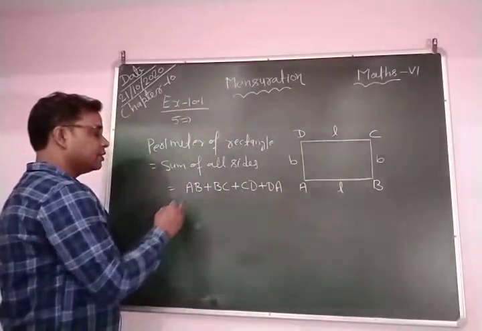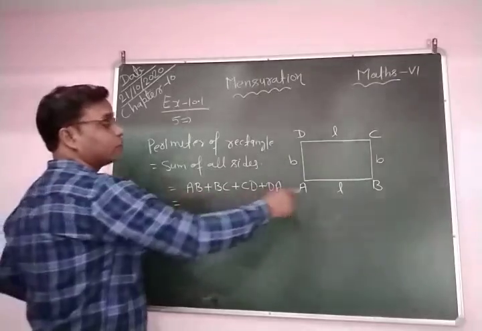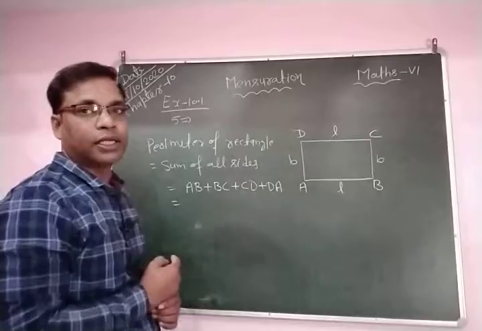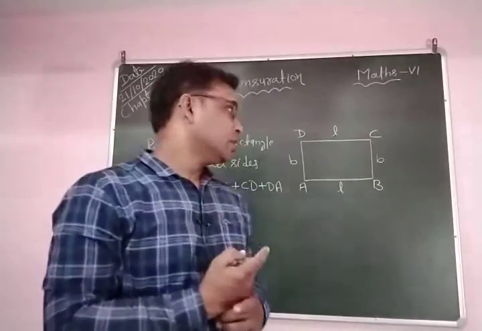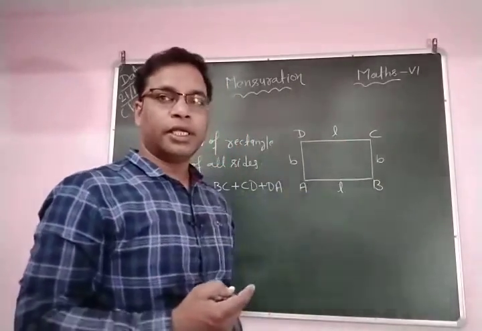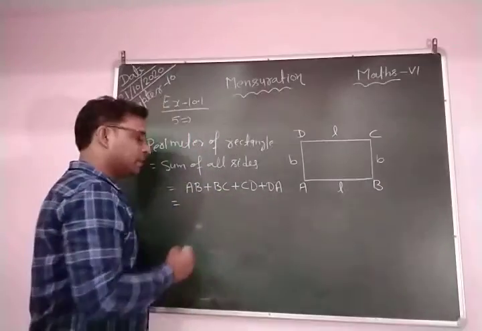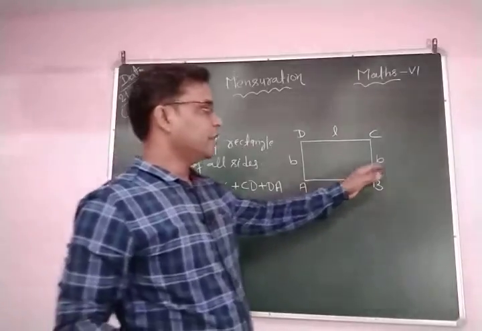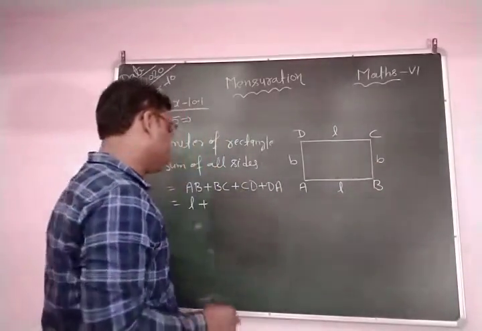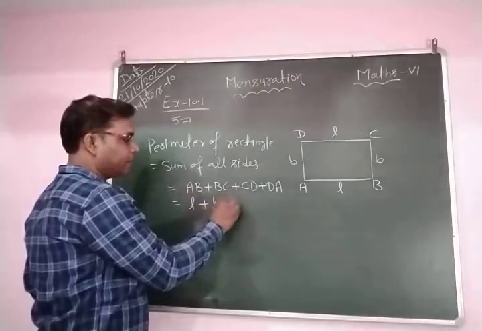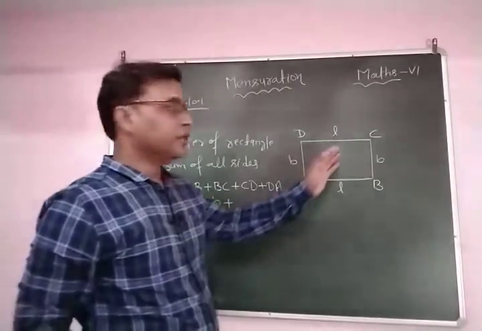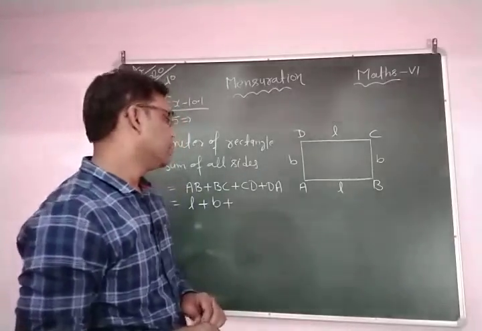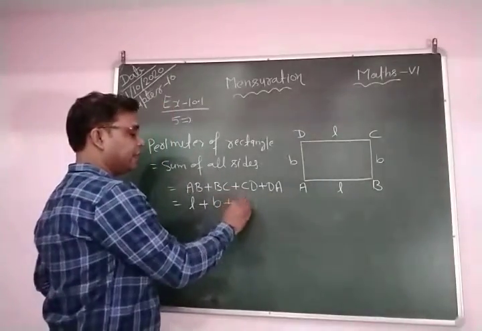Here you can see AB is equal to length and CD is also length. In the case of a rectangle, opposite sides are equal. So in place of AB you can write L, plus BC. BC is breadth, let us call it B. So in place of BC we write B, plus CD. You can see CD is also length, so in place of CD we write L.